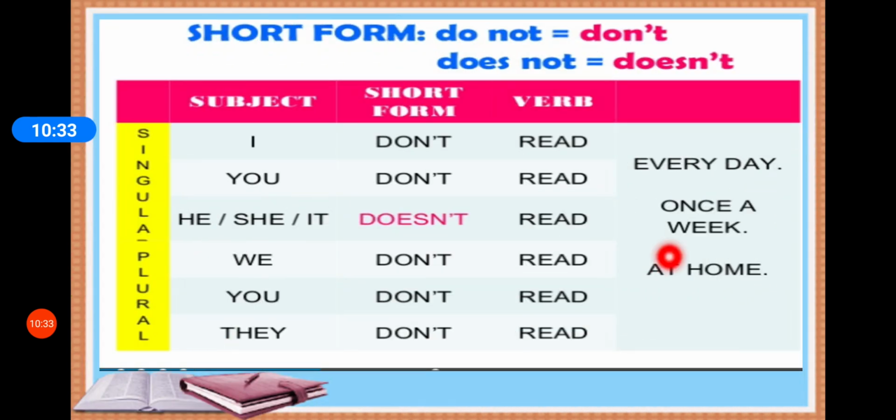Now children, the short form of do not is don't and short form of does not is doesn't. Right? So these sentences would read as I don't read every day. You don't read every day. She doesn't read once a week. He doesn't read once a week. We don't read at home. You don't read at home. They don't read at home.